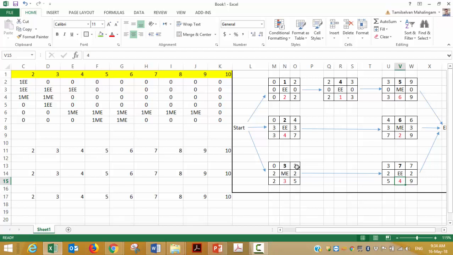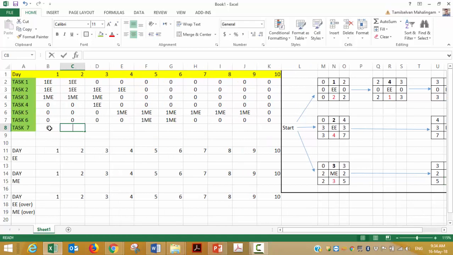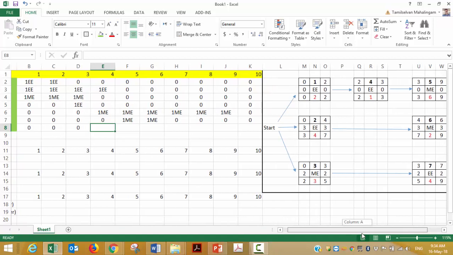So this is 3 days. So 3 days activity. So from the 4th day onwards, I need an electrical engineer for 4 days. So for 3 days I don't need one here for task 7. From task 7, from the 4th day onwards, I need electrical engineers for 4 days.